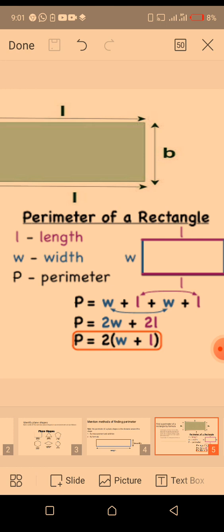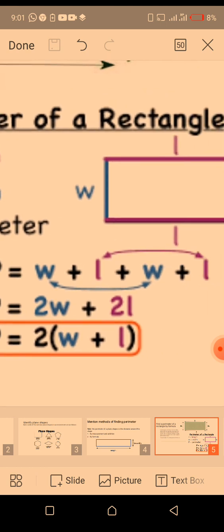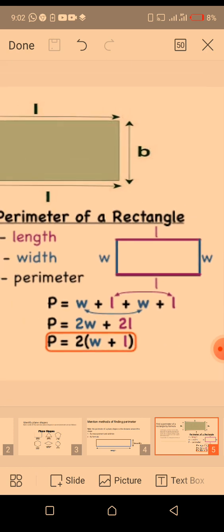Now, look at the arrow. You discover that W plus W will give you 2W, while L plus L will give you 2L. Now, your P equals what? P equals 2W plus 2L. What is common? 2 is common. So P equals 2, open bracket, W plus L, close bracket.